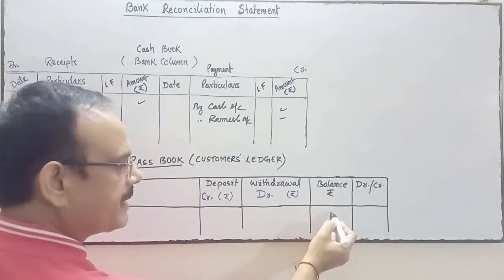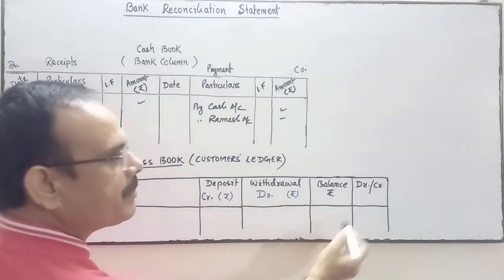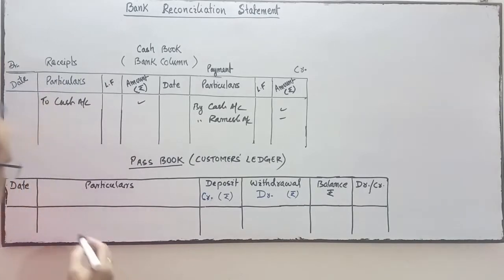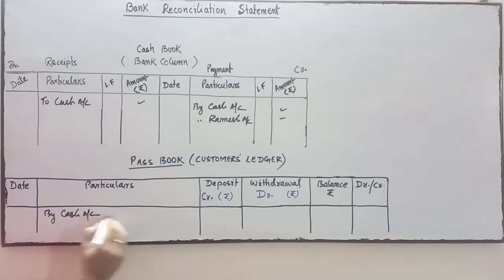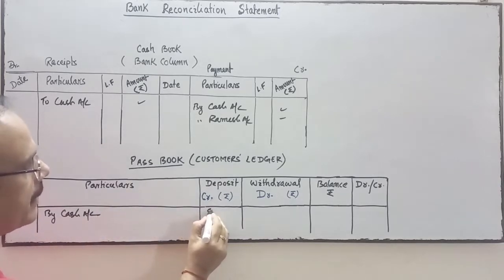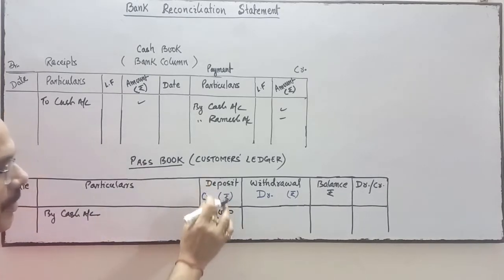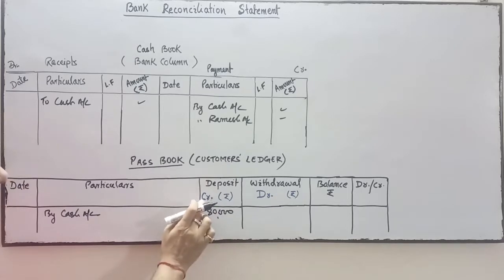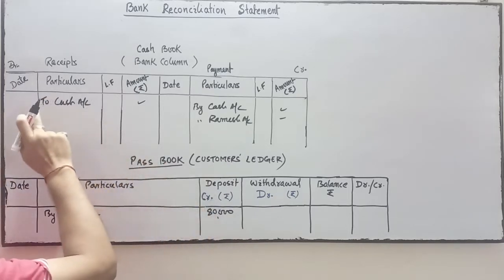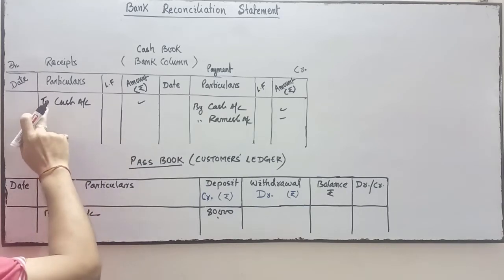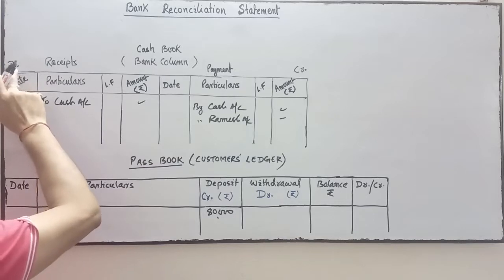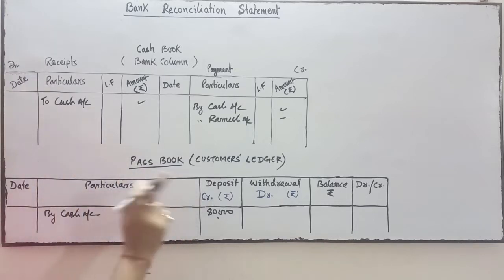Thereafter we will find out the balance amount, and that balance may be a debit balance or a credit balance. For instance, when we deposit the money, we will write by cash account. Suppose we deposit 80,000. So we will write it in the deposit column. Deposit is a credit, and the same entry is done by the business accountant. They do it on the debit side, and the bank does the entry on the credit side.